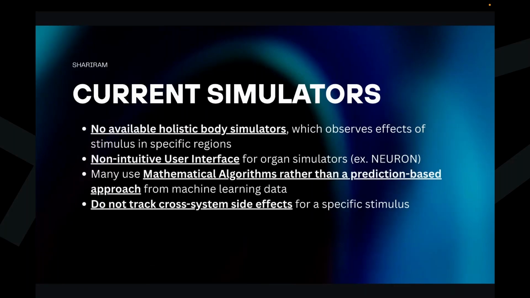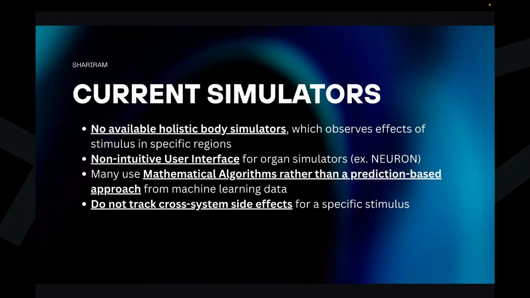So, what are some current simulators? As of now, there are no holistic body simulators, which means they're only individual. You have a brain simulator, a kidney simulator, a heart simulator, but nothing combined together. And it only observes the effects in that specific region because we don't have the rest of the body to observe. For example, if we were to put a medicine into the simulator, we won't see what happens to the heart, the kidney, or lungs, or observe the different side effects.